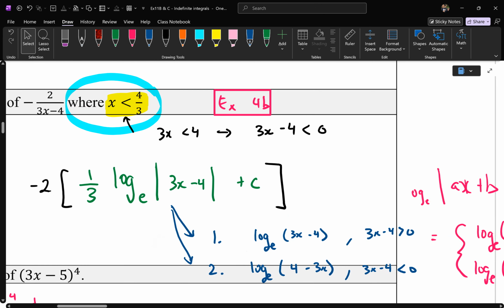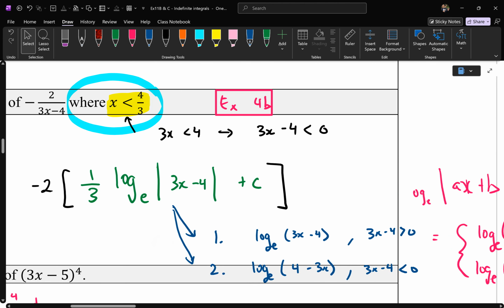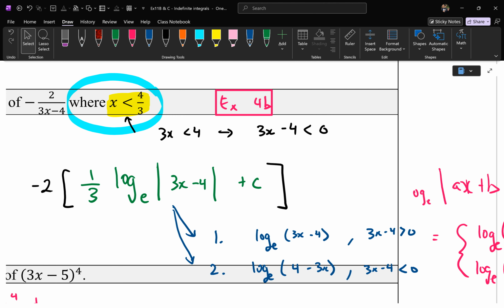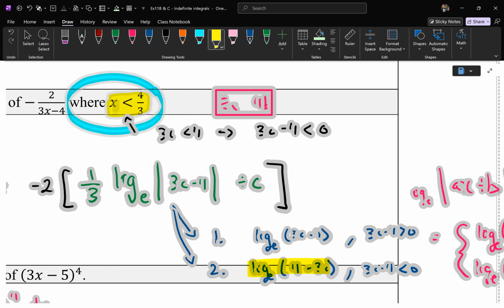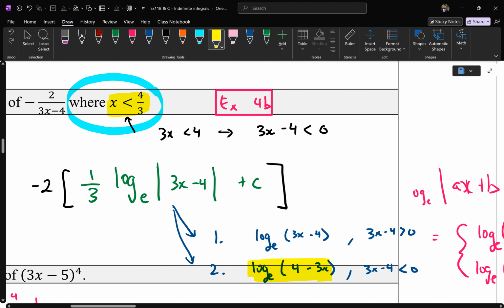So when they gave you that condition, what are they trying to say? You can't leave your answer here. You can't say, oh yeah, it's negative 2/3 log e of mod 3x minus 4, because you're saying there's 2 possibilities. But they clearly told you it's not 2 possibilities, it's only one of them. Out of these 2, this is the one that they wanted. So the answer had to be this component. Does that make sense? So that's the only part you got to be careful of.